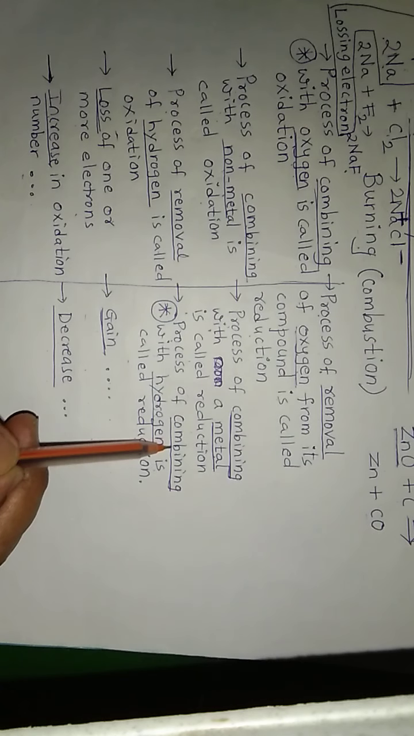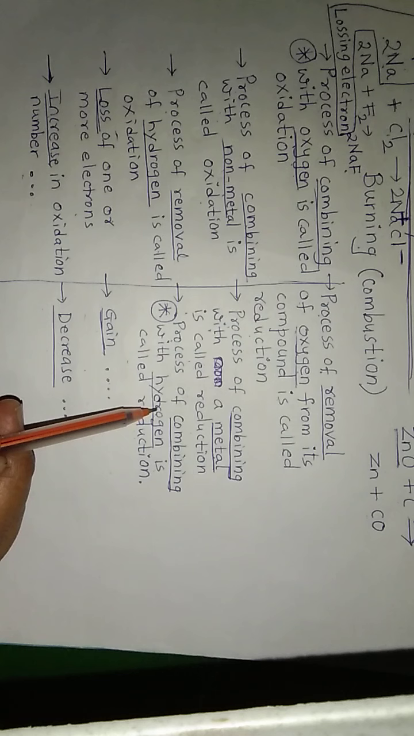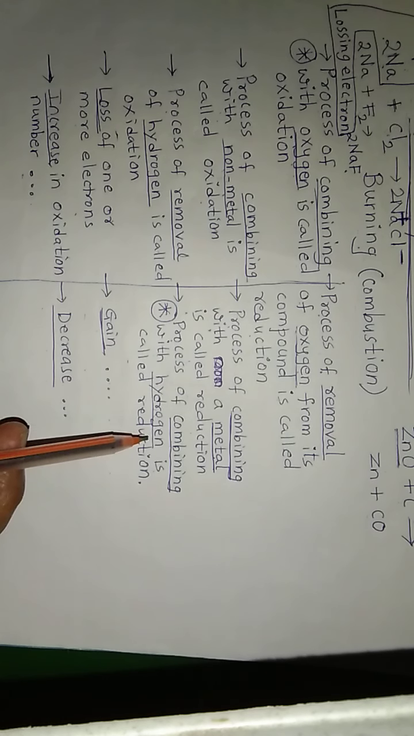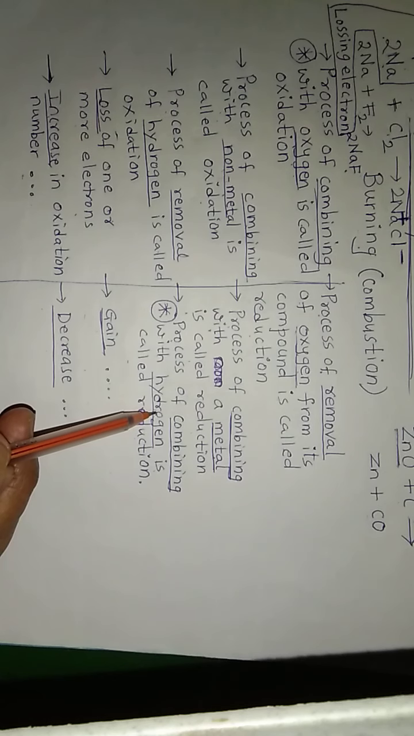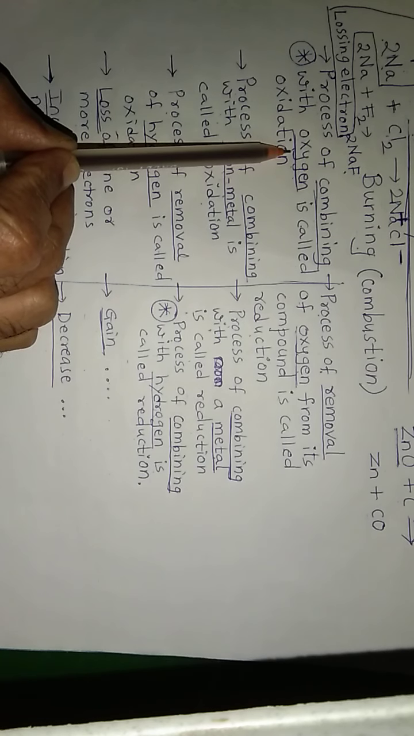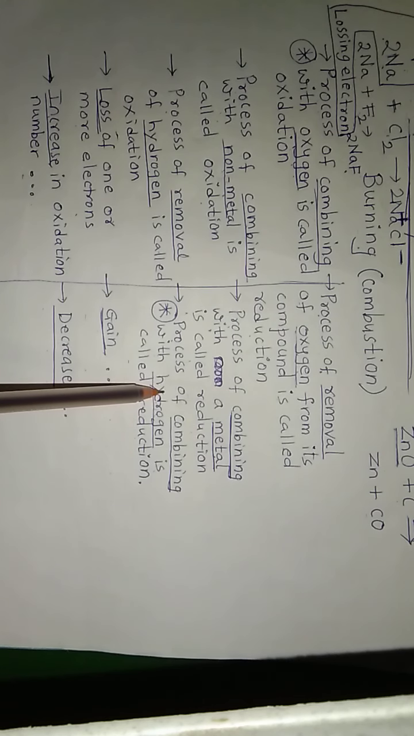Carboxylic acid on reduction yields aldehyde or ketone. It means that when we make carboxylic acid react with hydrogen, it will turn into aldehyde or ketone. Aldehyde or ketone on further reduction gives alcohol. It means that when we make aldehyde or ketone react with hydrogen, they will yield alcohol. So the commonest definition of oxidation is this, and reduction is this in organic chemistry.